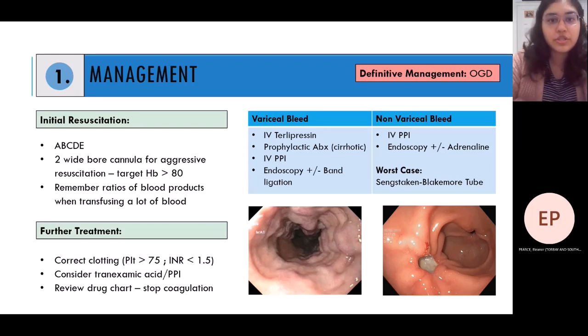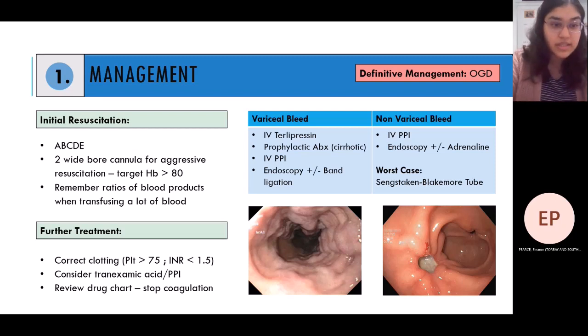So just to quickly recap what we've talked about for management so far. An A to E approach, 2 wide bore cannulas for aggressive resuscitation, and you want to replace like for like. So if you can see obviously a vomit bowl full of blood, you want to make sure this patient is getting blood. And do remember blood product ratios when transfusing a lot of blood. So you want to make sure they have the appropriate platelets and FFP prescribed as well, especially if they're getting multiple units of blood.